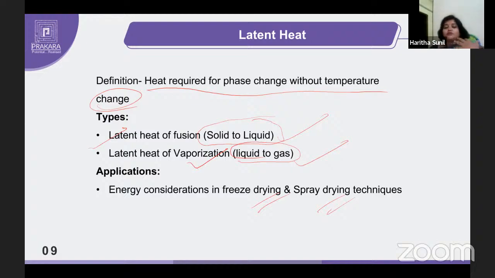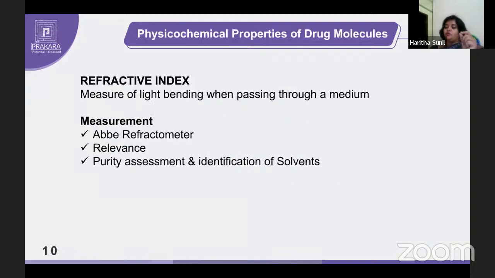Now we are switching to the next topic, physicochemical properties of drug molecules. This is the second topic of our webinar. The first one we are seeing is the refractive index. The refractive index is a measure of light bending when passing through a medium. It is a characteristic feature of a substance, and it always varies with wavelength as well as temperature.